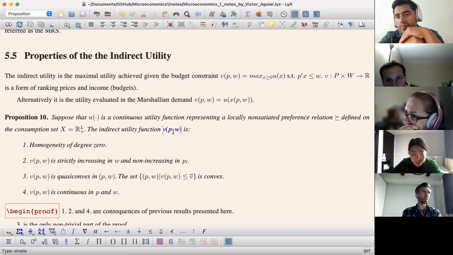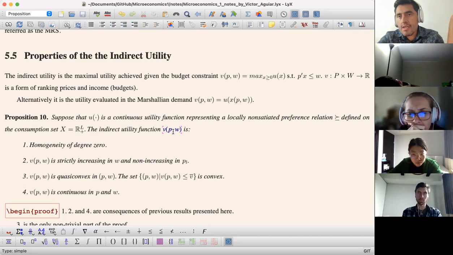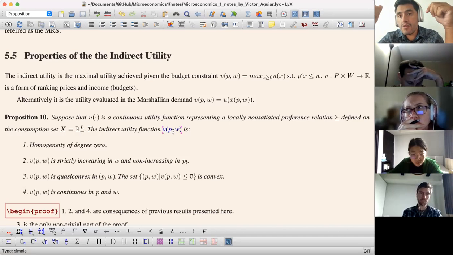Remember we discussed money illusion. So the indirect utility doesn't react to nominal changes in prices and income. It only reacts to real changes, so relative changes of the prices and income. Okay, do you understand?